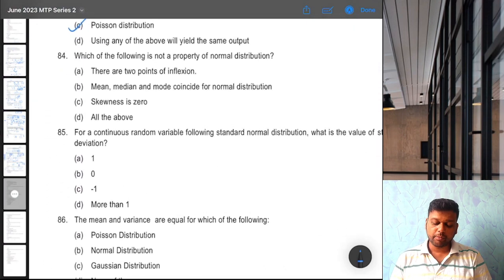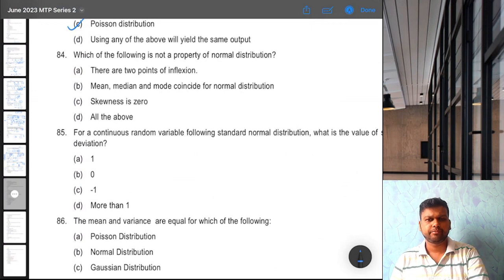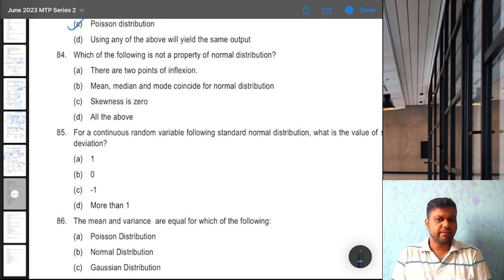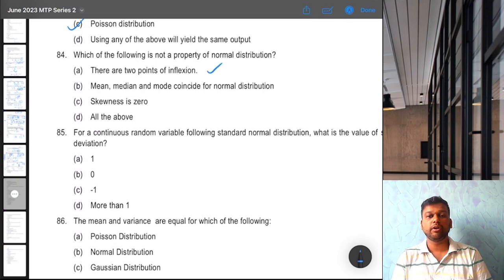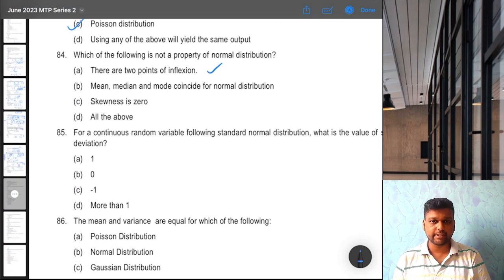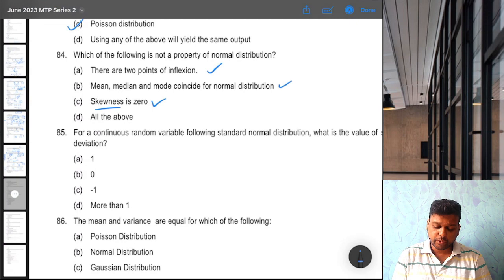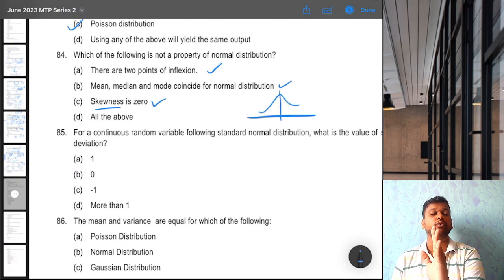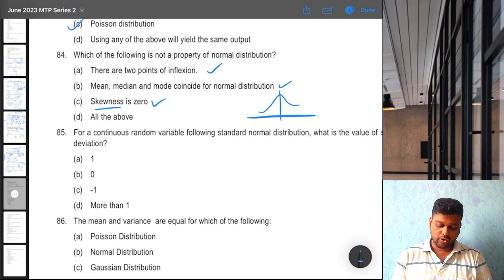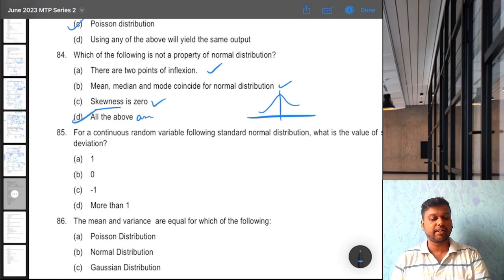Which of the following is not a property of normal distribution? Okay. There are 2 points of inflection. That is a property. So that is not our answer. Mean median mode coincide. So that is also correct. Mean median mode are all the same because it is symmetric. Skewness is 0. That is also correct. Skewness means it is exactly symmetric. That means skewness is 0. It is not skewed to any side. So all of the above are properties, so this is the correct answer.